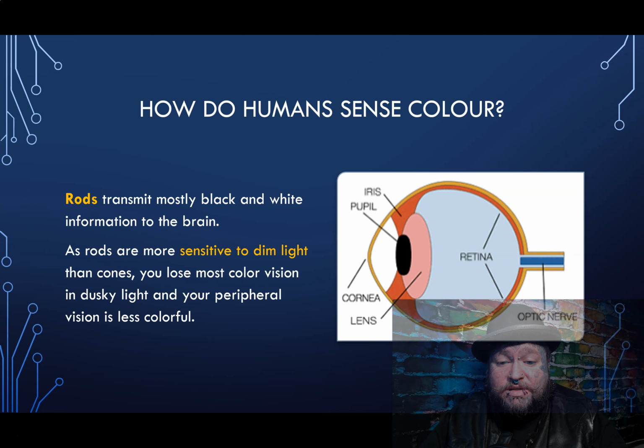As rods are more sensitive to dim light than cones, you lose more color vision in dusky light, and your peripheral vision is less colorful. So this is good to know. Those rods are black and white, so dim versus bright light will affect how you perceive the other amounts of color. If you're looking at red when it's dim versus when it's really bright out, that's going to change your perception of that actual color. And so that's something we need to take into account.